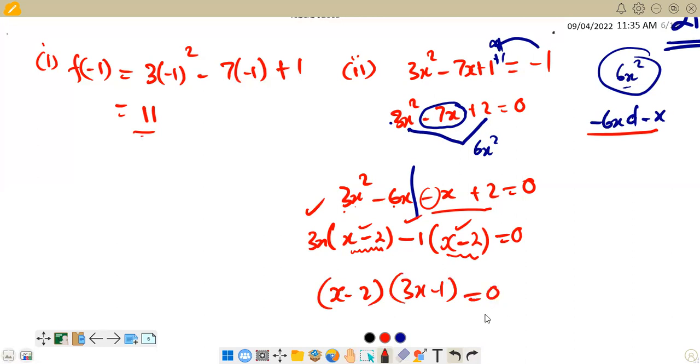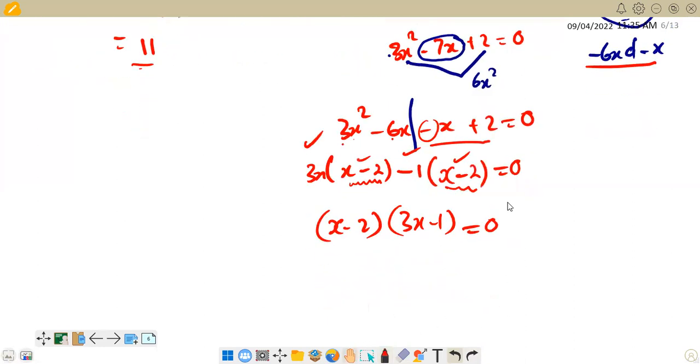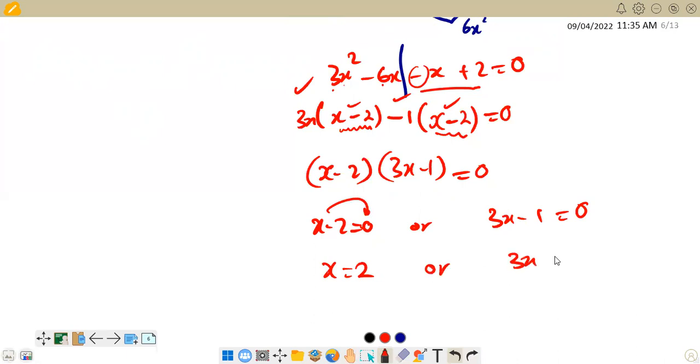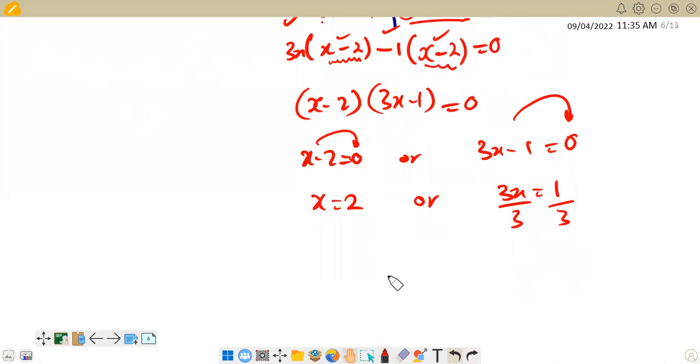In this case, equate this to 0. From these two brackets, either one of these brackets must be equal to 0. So either x minus 2 is equal to 0, or 3x minus 1 is equal to 0. Transpose the minus 2, so x is equal to 2, or 3x is equal to positive 1 if I transpose. Here I can divide by 3. So what are you going to have at the end? Our x is going to be 2, or our x is going to be 1 over 3.